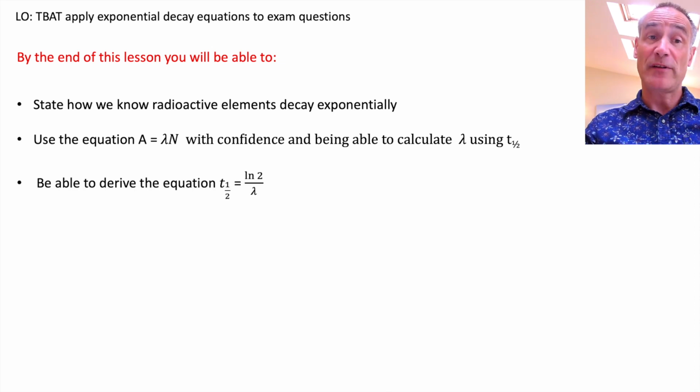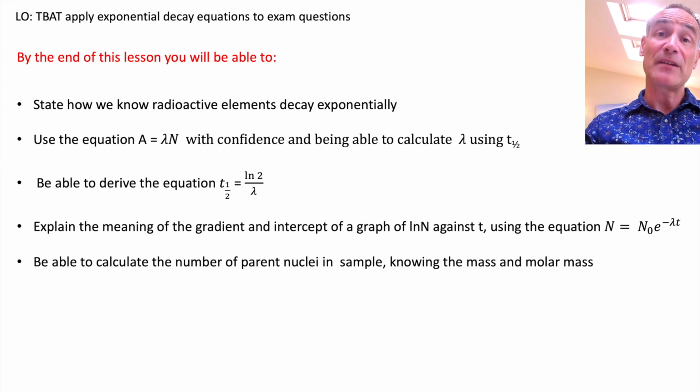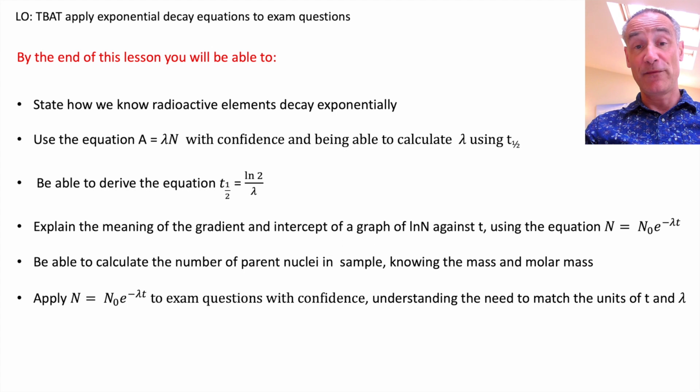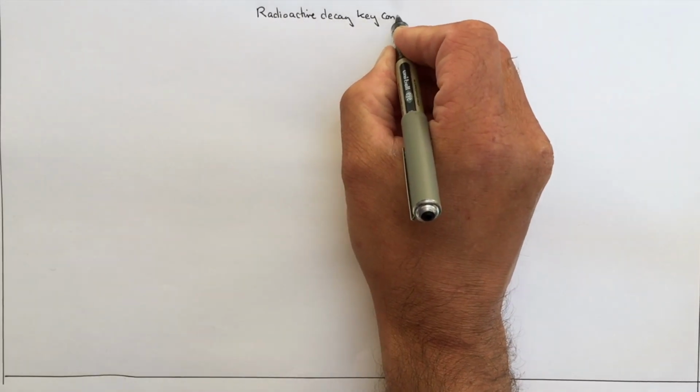You'll be able to derive the equation for half-life, which is t to the half is log 2 over lambda. You'll be able to explain the meaning of the gradient and the intercept of a graph of the log of the parent nuclei against t, using the equation N equals N naught e to the minus lambda t. You'll be able to calculate the number of parent nuclei in a sample, knowing the mass and the molar mass. You'll be able to apply the decay equation to examine questions of confidence, understanding the need to match the units of lambda and t. So let's start by looking at the key concepts of radioactive decay.